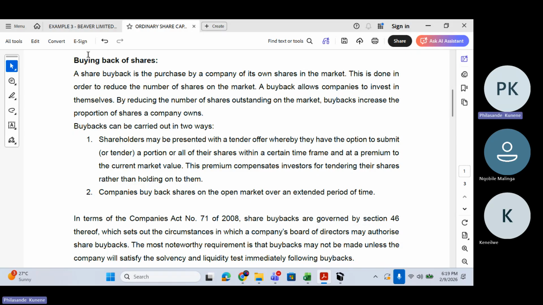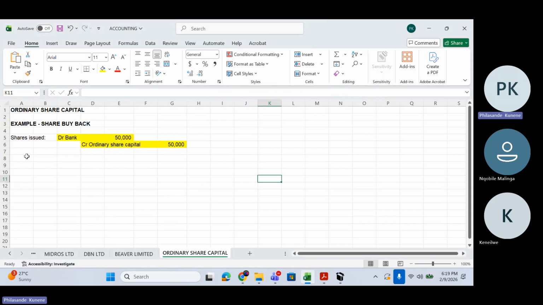That is a process of buying back shares. So let's see how we buy back shares, and also the accounting part of that. When you're buying shares, how do you record that in the books of the company? Because buying back shares is a reversal of this thing, right? Shares issued: debit bank and credit ordinary share capital. But now, when we're talking about share buyback, it's a reversal of what you can see there on top.